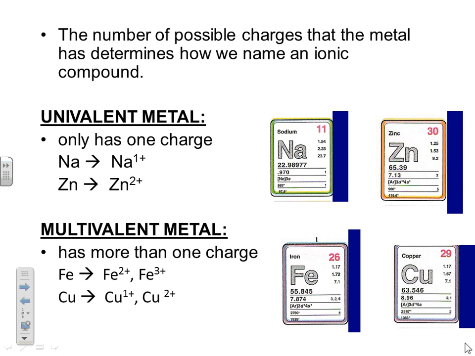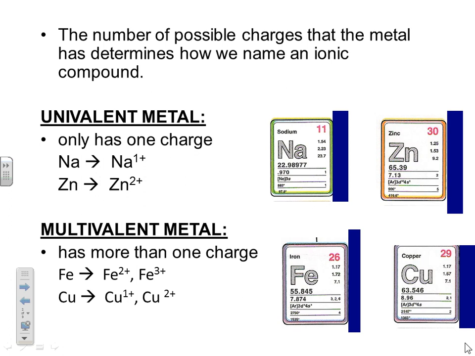Examples of univalent metals. Sodium +1. We've already seen this when we drew our ions. Group 1 is +1. Group 2 is +2. Group 3 is +3. Okay? There are other univalent metals we need to know.